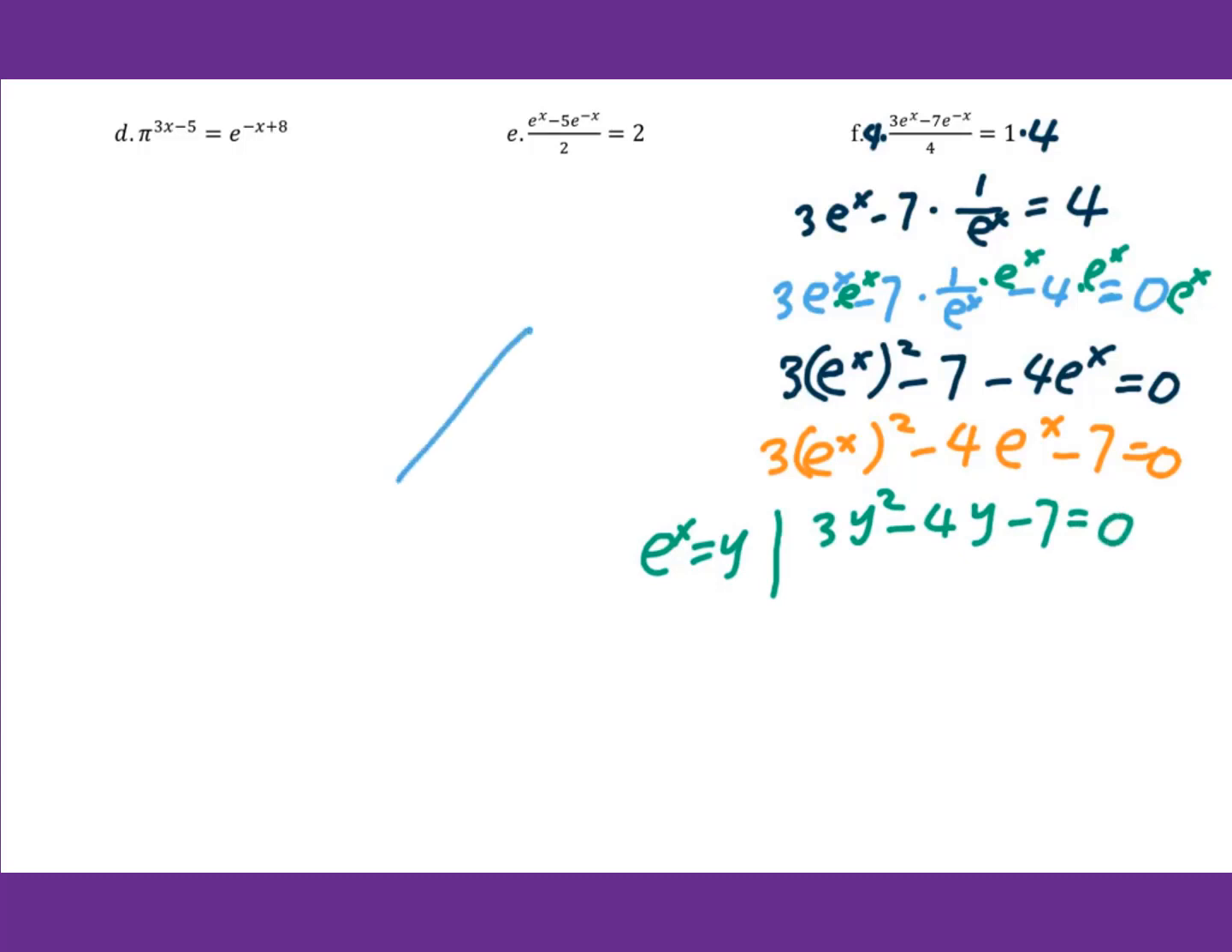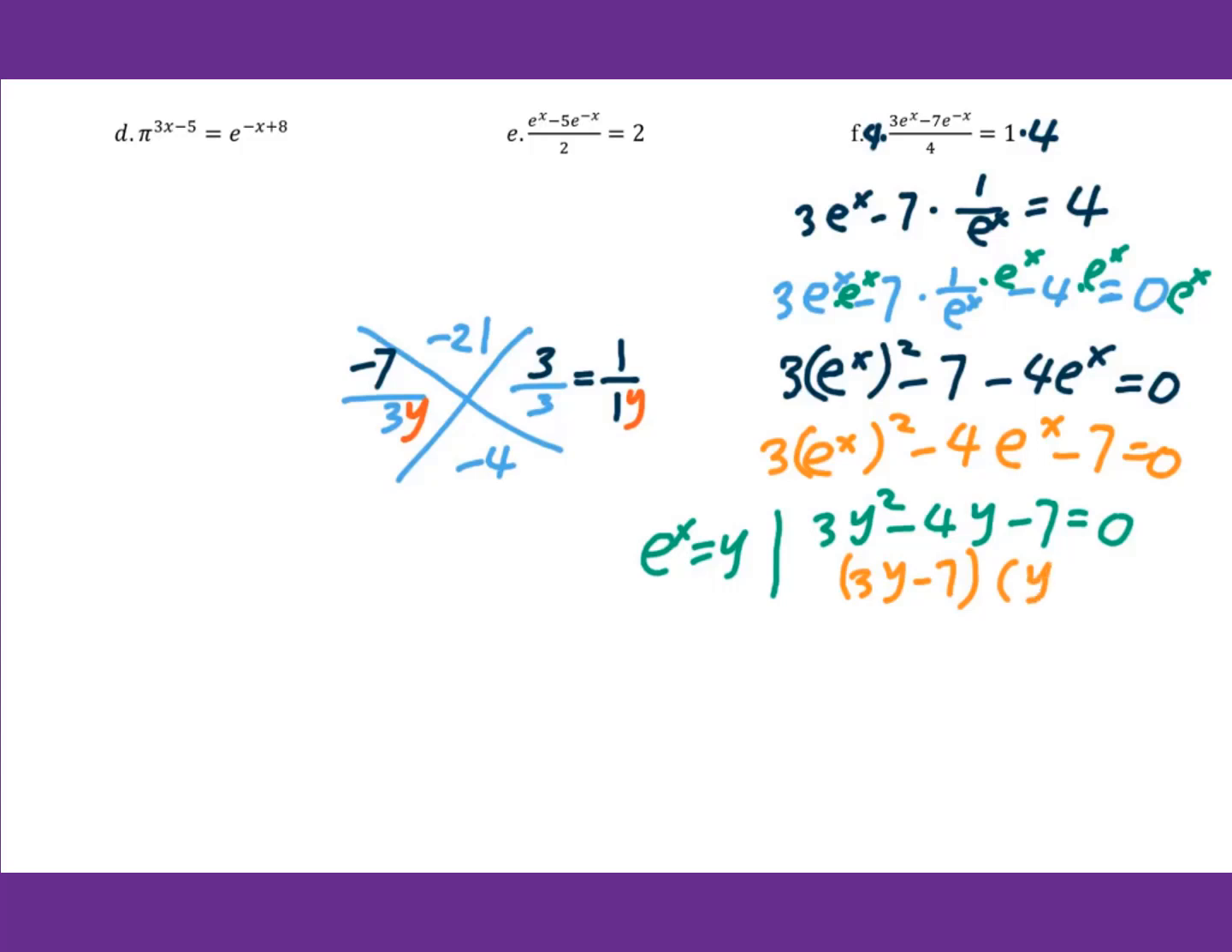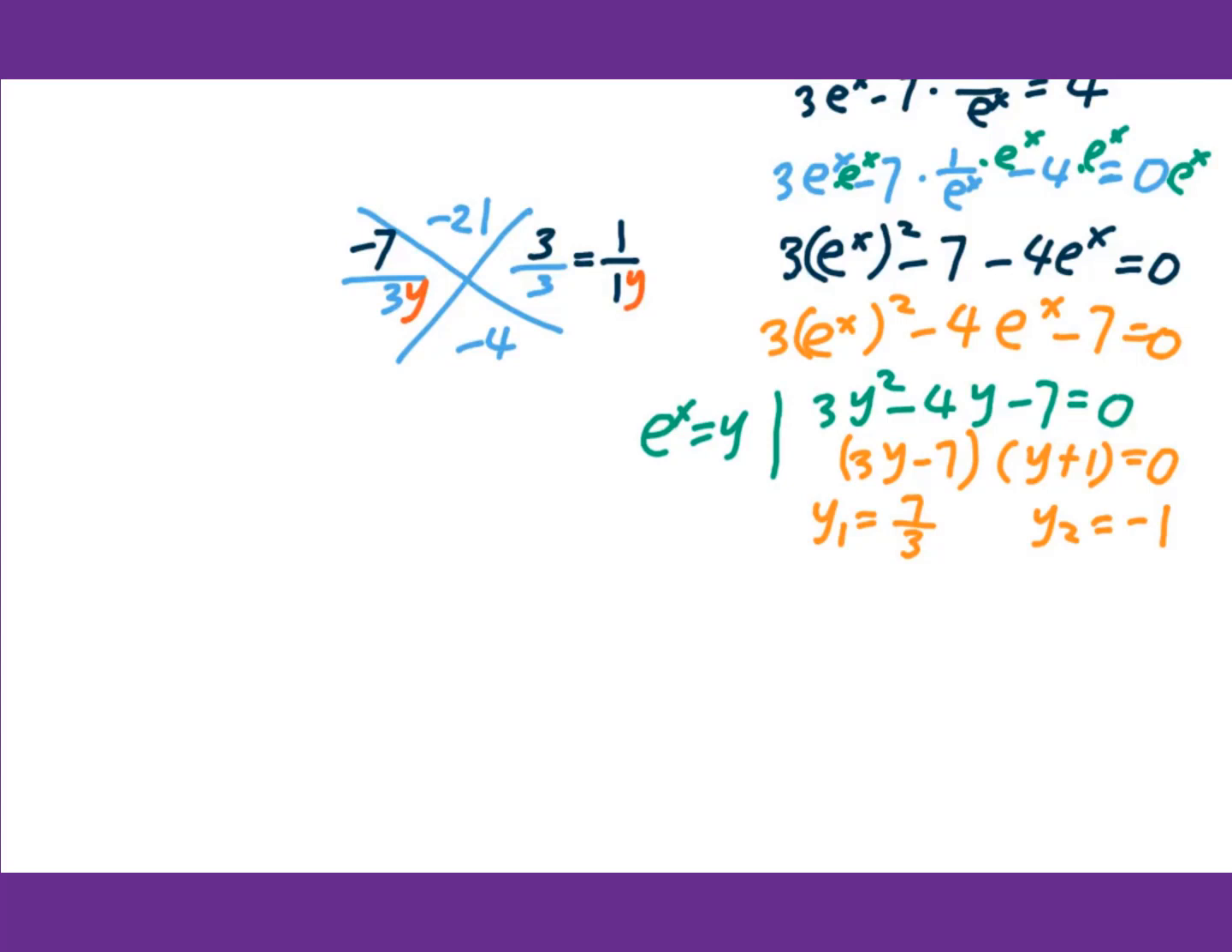Then we do ninja x. Negative 21 over 3 over 3, negative 4. We got negative 7, 3. Reduce 1 over 1. Now we put the variable at the bottom, then do the bottom up. You will get (3y minus 7) times (y plus 1) equals 0. y1 equals 7 over 3. y2 equals negative 1. Now we plug e to the x power for y.